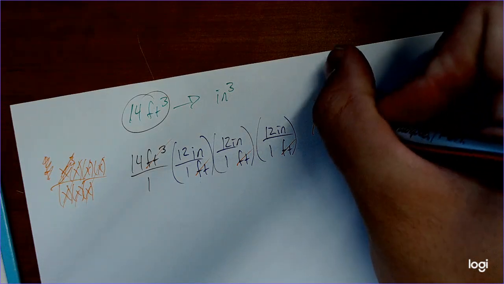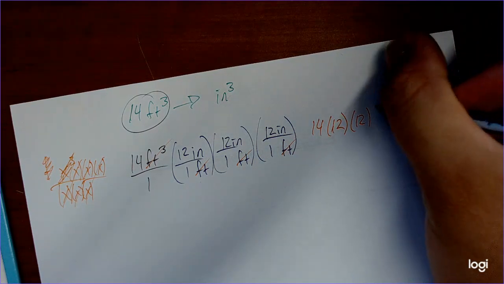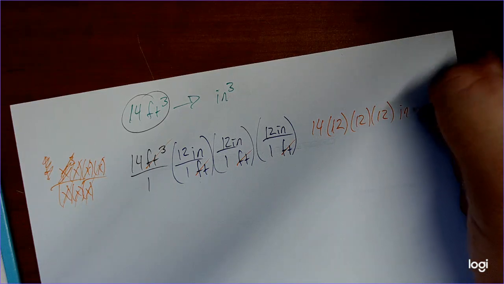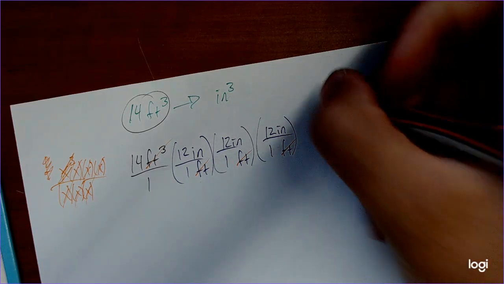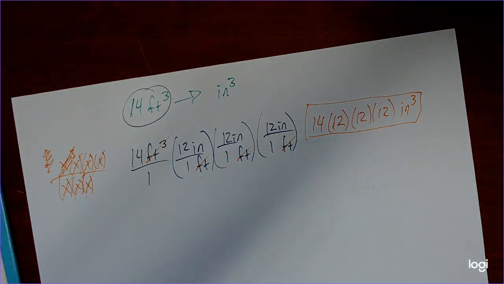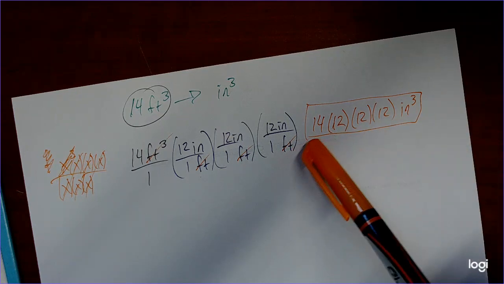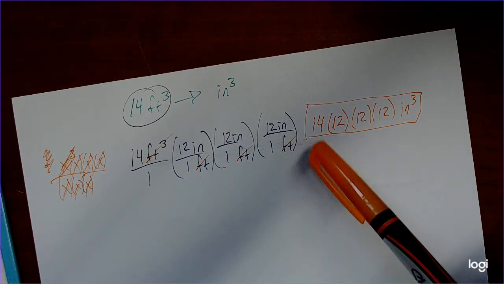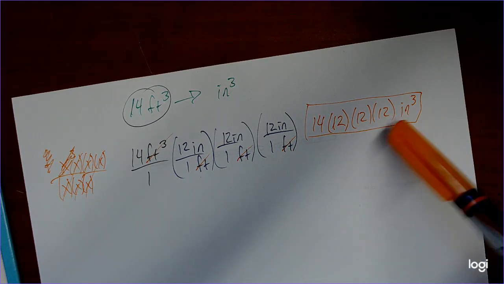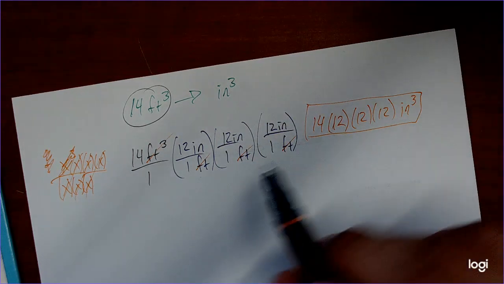So what I'm going to get for my final answer is really interesting. I'm just going to get 14 times 12 times 12 times 12 inches cubed, and we can leave our final answer just like that, unmultiplied. We don't have calculators in our classroom yet, and with cubic conversion rates, you're going to get a lot of numbers, and we're not going to multiply for final answers. We're just going to leave them like that. So we're going to cancel everything that we can, and then we'll simplify our answer.